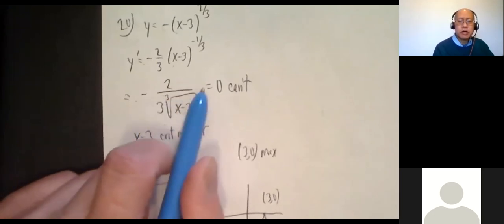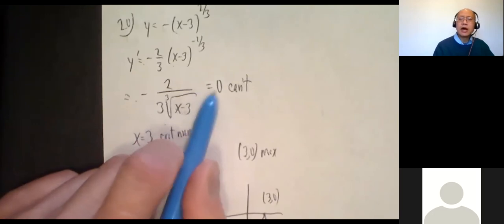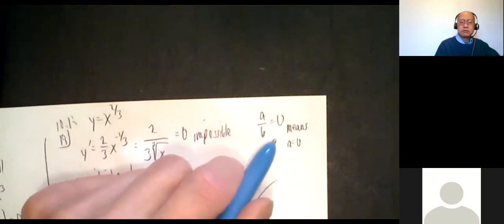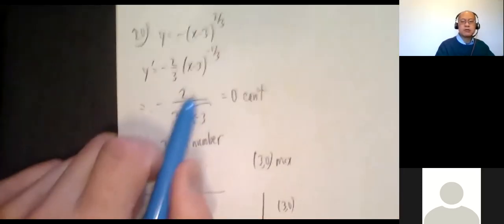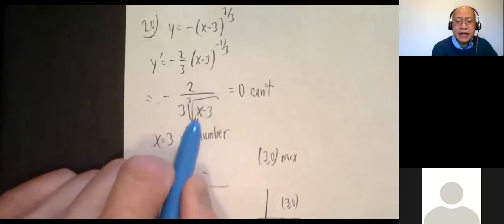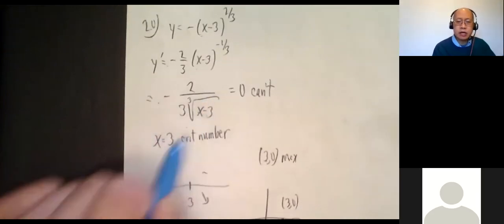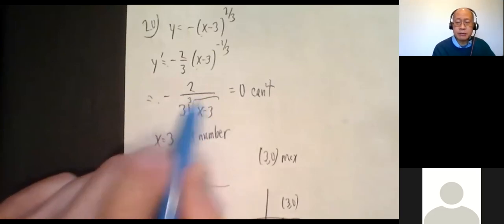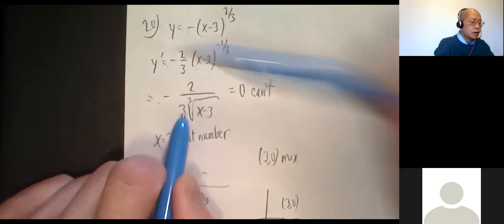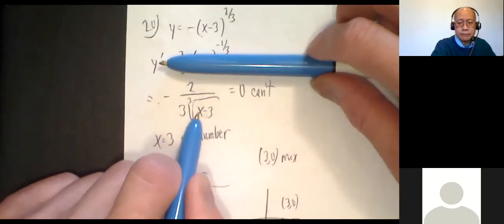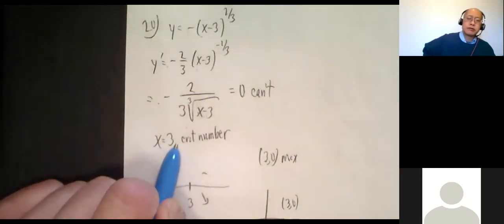And just like before, if I try to set it equal to 0, I can't, right? When is a fraction equal to 0? When the top is 0. Top's already -2, so impossible. But x equals 3 is a critical number because I see a fraction. So I say to myself, oh yeah, you can't divide by 0. What number plugging in gives me a 0? That would be 3. So x equals 3 is a critical number.